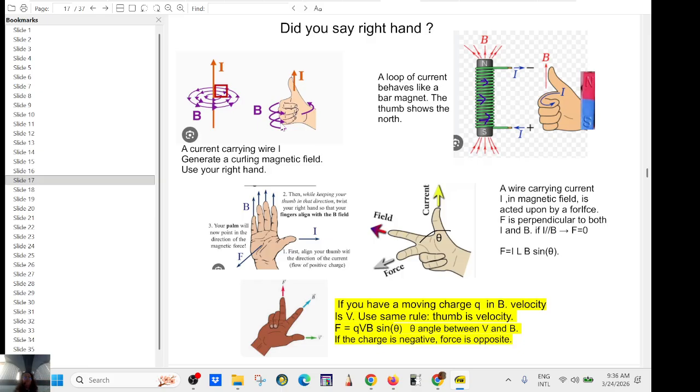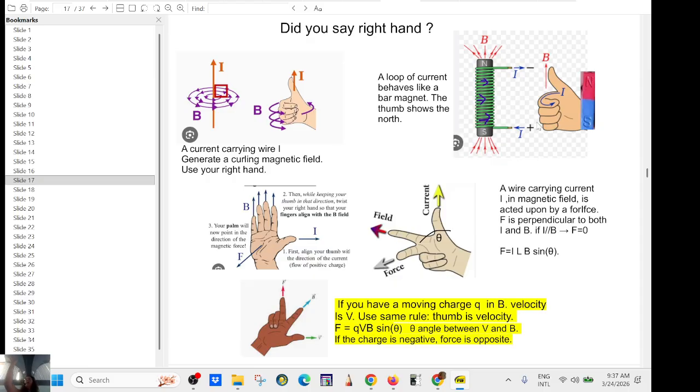So again, first rule: if a positive charge is flowing this way, the magnetic field is going to spin around. It's curling. In vector analysis, we can define the curl of the magnetic field. It doesn't want to diverge, it doesn't want to converge, it only wants to curl. And then you have this rule here.